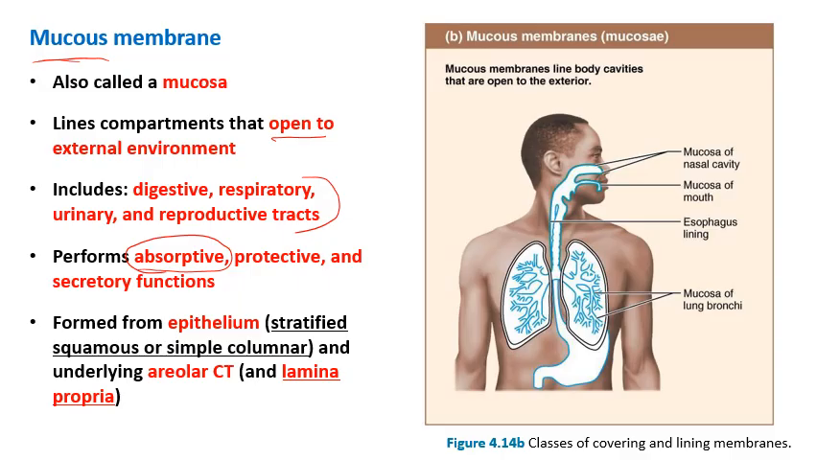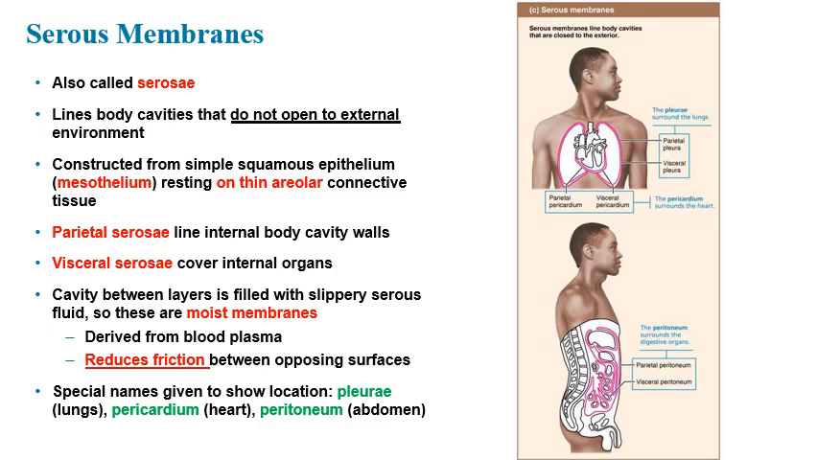Okay, what are the cells that are composing the mucous membrane? You have different types. You can have stratified squamous, but not keratinized, or you can have simple columnar types of cells. So it depends on which part of your mucous membrane you're talking about. Okay. All right, so there you go to these serous membranes.